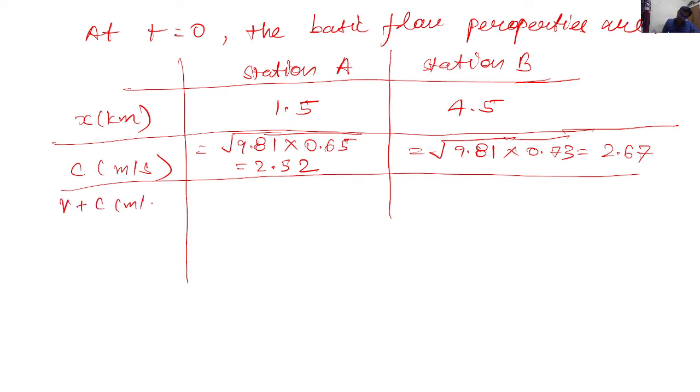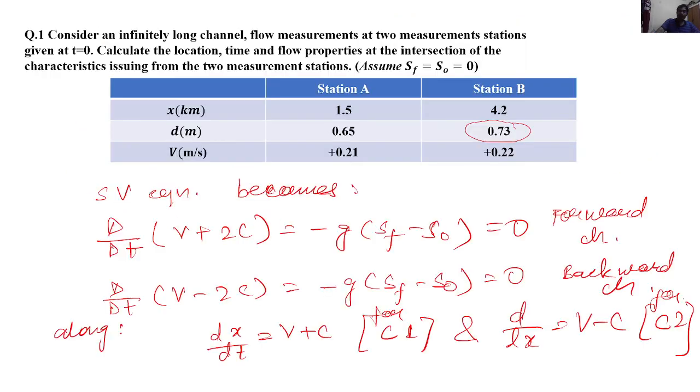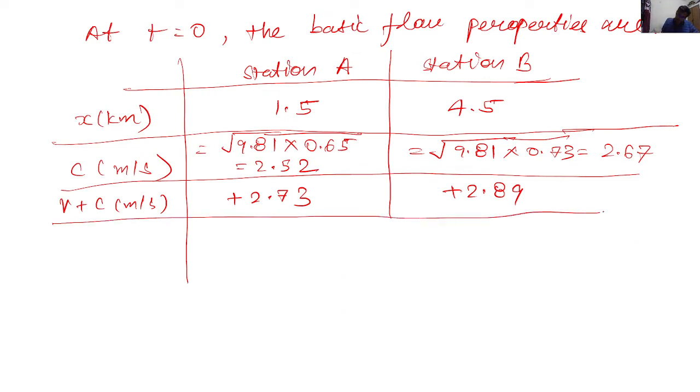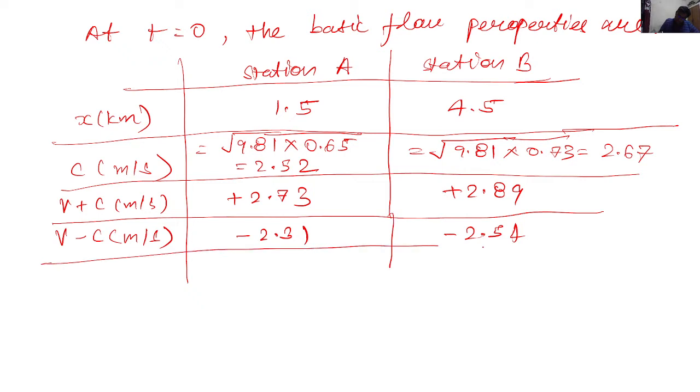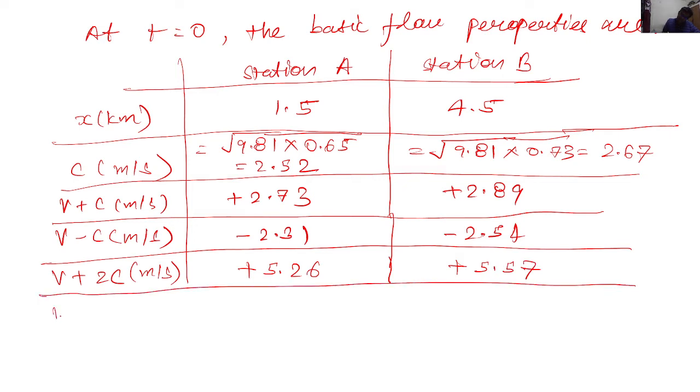Now v plus c in meters per second would be 2.73 plus 2.89. So it's very simple. V is given as 0.21, plus the celerity you are doing, and V is given for station A as well as for station B. We're just summing it up. Similarly, we need to find v minus c as per the method of characteristics. So that would be minus 2.31 and minus 2.54. Then v plus 2c, which is the term under d by dt, in meters per second, would be 5.26 and 5.57. And v minus 2c in meters per second will be minus 4.84 and minus 5.13.